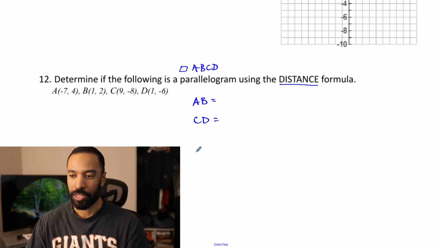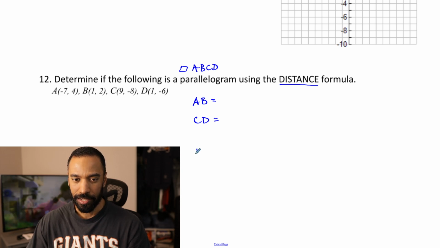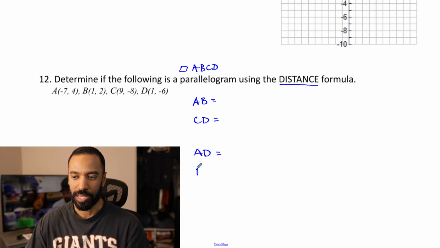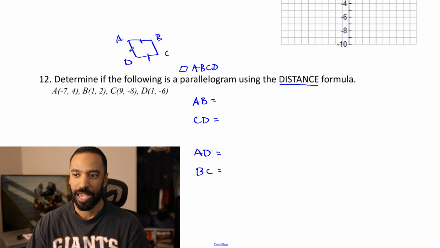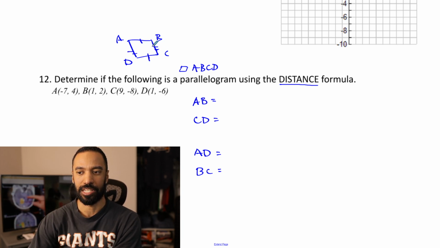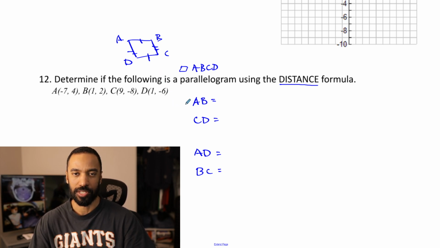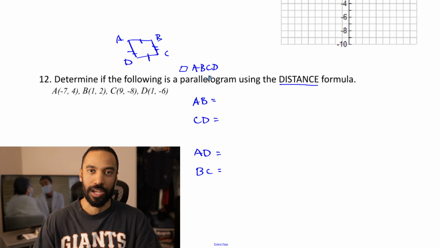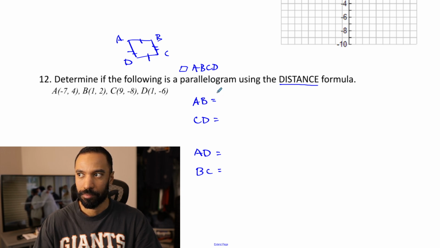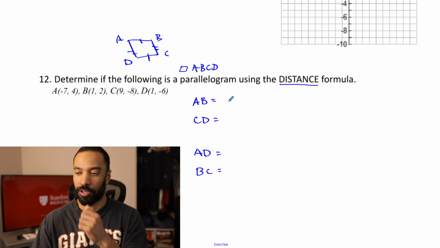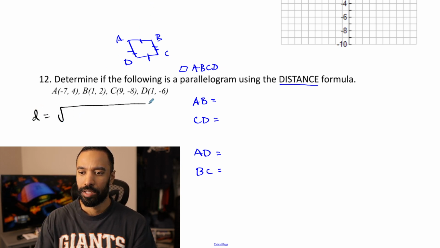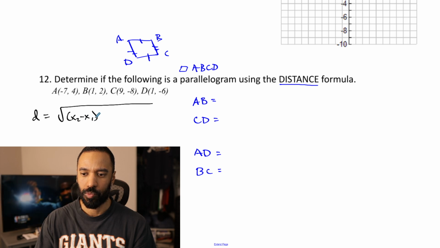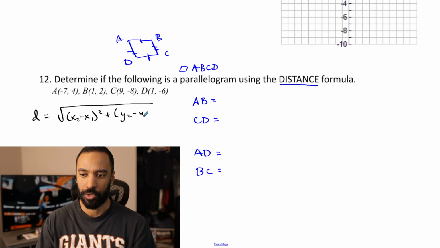And then we want to find the length of AD and BC. Again, this is where a drawing's kind of nice for A, B, C, D. We need to see that these two are congruent and these two are congruent. They say distance formula, so we want opposite sides congruent. That is the converse of the opposite sides theorem for parallelograms. Okay, distance formula itself. Square root of x2 minus x1 quantity squared plus y2 minus y1 quantity squared.